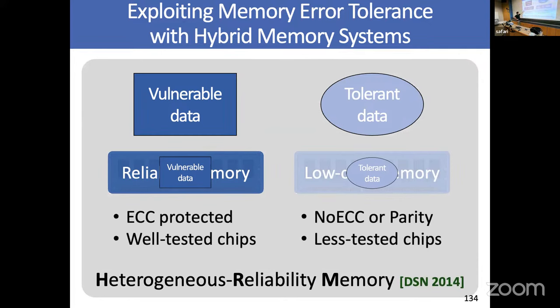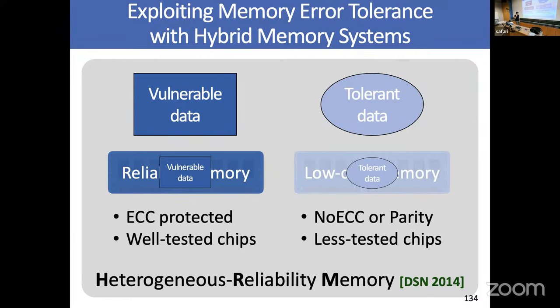What makes memory more reliable? Probably that it's ECC protected. That means that you need to spend a certain amount of capacity for the ECC bits, so it makes the entire thing more costly, or those chips are well tested, which also makes them more expensive. And at the same time, you may have low-cost memory with no ECC or parity bits and less tested chips. Okay, we can use both.